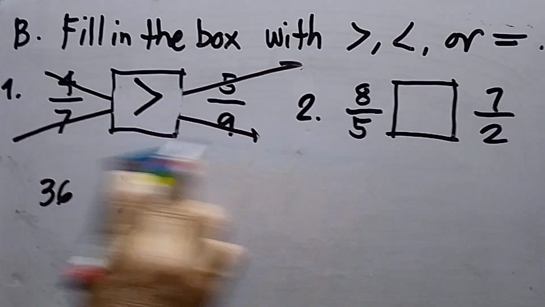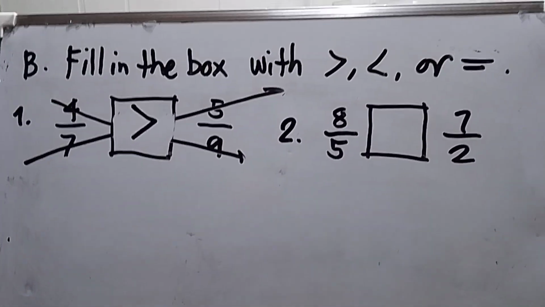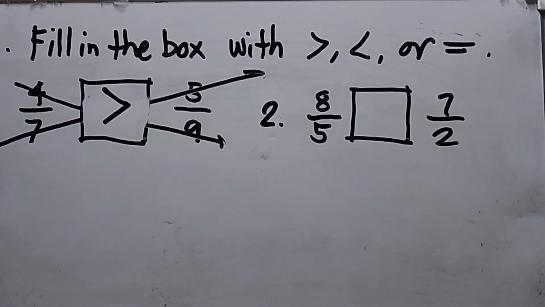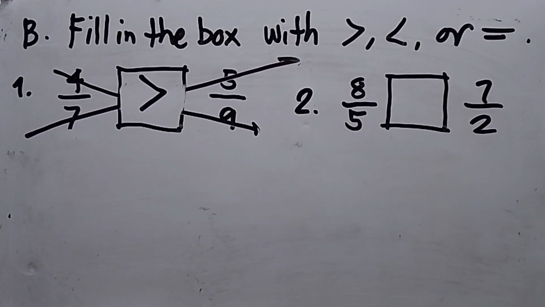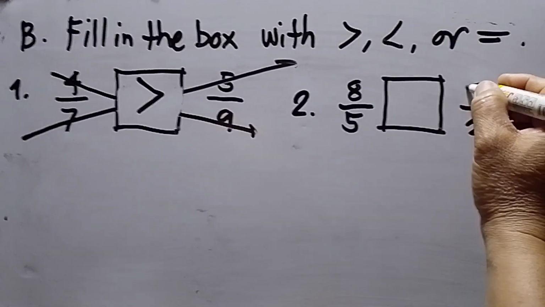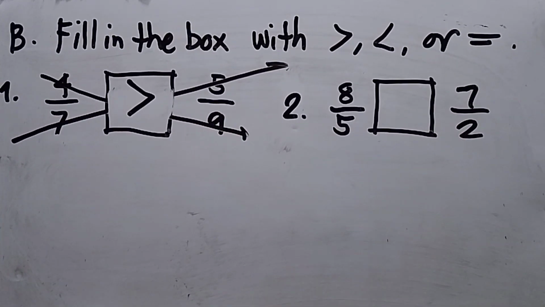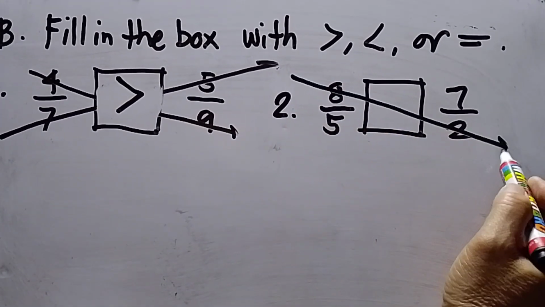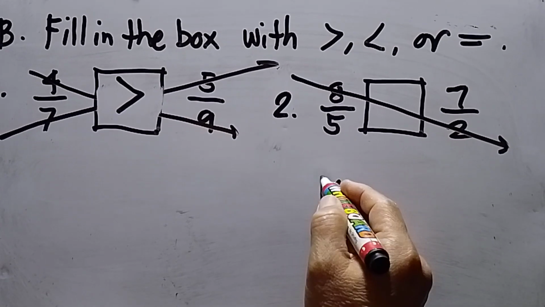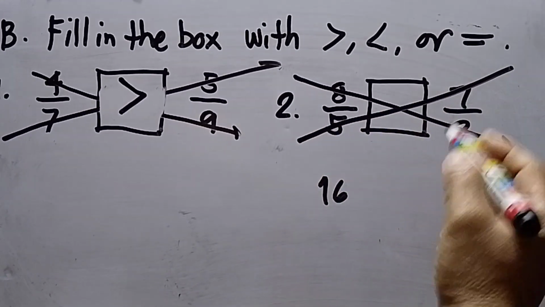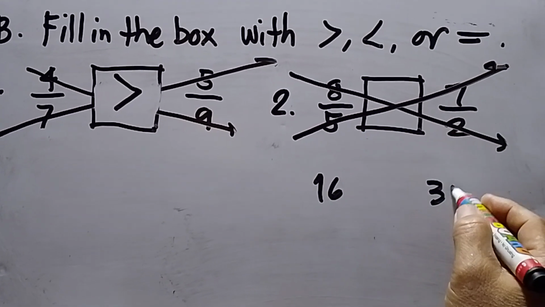Okay? How about number 2? I have two fractions. Which one is greater? Is it 8 over 5 or 7 over 2? So again, I need to cross multiply 8 by 2. So this is 16. And then cross multiply 5 times 7. So this will be 35.